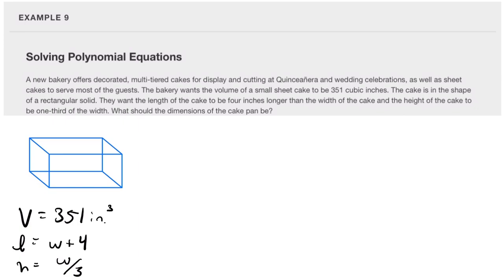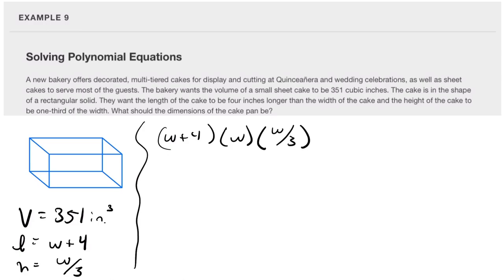Okay, so the volume is going to be the length times the width times the height. So the length is what? Let's keep working here. The length is W plus 4. The width is just W. And the height is W over 3. And that needs to equal 351. So we have one equation, one unknown, so we can solve.